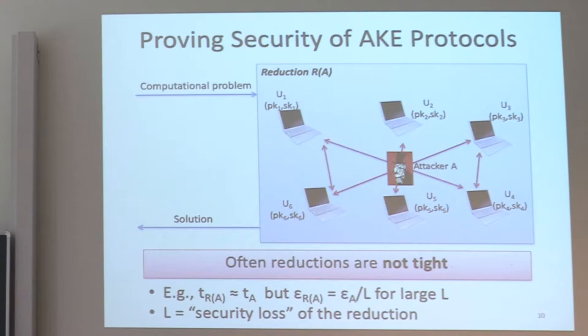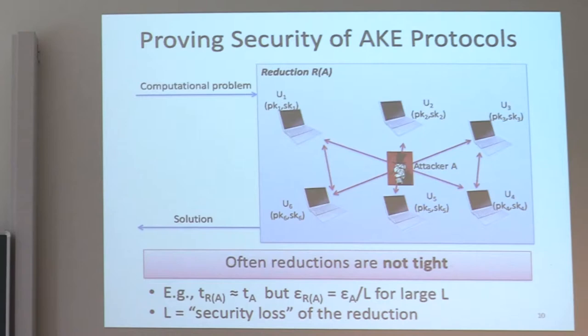In many cases, and in particular for authenticated key exchange protocols, reductions are not tight. What we very typically have is that the running time of the reduction is about the running time of the adversary, because the reduction essentially corresponds to running the adversary and simulating a couple of users around it, which is maybe negligible compared to the large amount of time that we would grant the adversary. But often the success probability of the reduction is significantly smaller than the success probability of the adversary. This is typically because the reduction, for instance, has to guess one or two parties involved in the test session in order to provide a proper simulation. Okay, this is where the loss comes from.